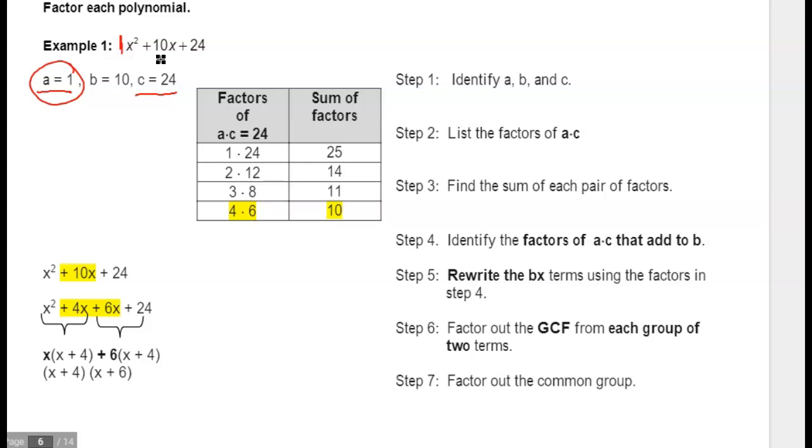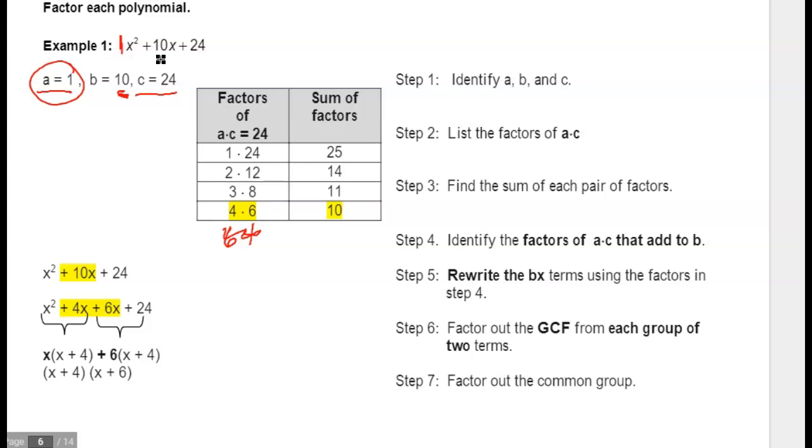So we listed all of our A times C factors, 1 times 24, 2 times 12. And then once it starts to repeat, so once I come back around here and I'm doing the same factors, but now I'm going the other way, I know I'm done. Okay, so I write down all my factors, and then I add them together. So 1 plus 24 is 25, 2 plus 12 is 14, 3 plus 8 is 11, and then 4 plus 6 is 10. So right there, 4 plus 6 is 10, it equals that B. And that's what we're looking for.